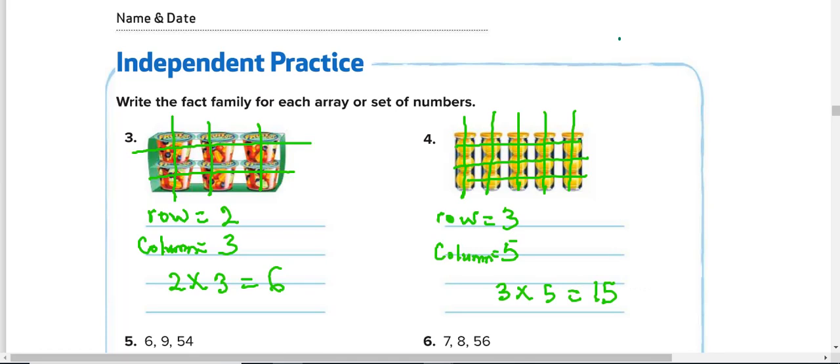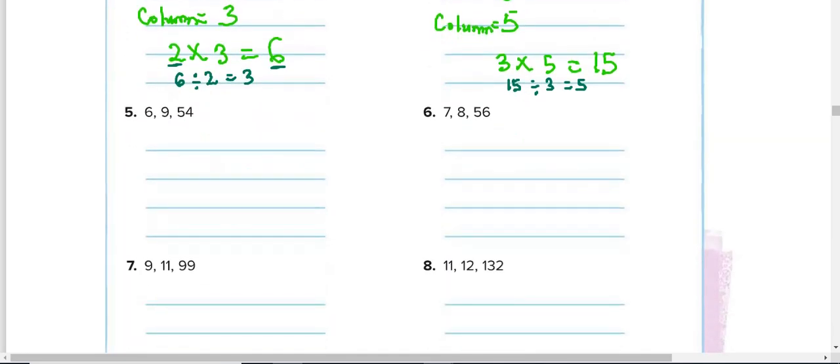Okay, so another fact you can do. Your answer is 6 here, so that means 6 divided by 2, the row, will give you the answer for the column. The same thing, your answer is 15 here. 15 divided by the row will give you the answer of the column, which is 5. Okay, we can try number 5 again.